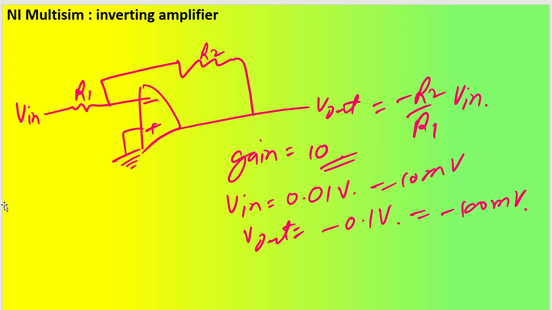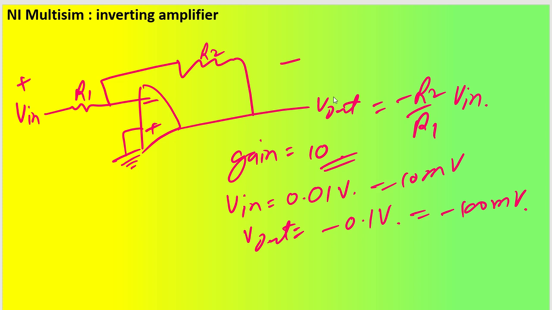As all of you know, the inverting amplifier configuration is like this. We have the positive terminal and negative terminal of the amplifier. We have an input voltage which has to be amplified, but it will be inverting. So if my input voltage is positive, my output voltage will be negative, right? Similarly, if my input voltage is negative, the output voltage will be positive.